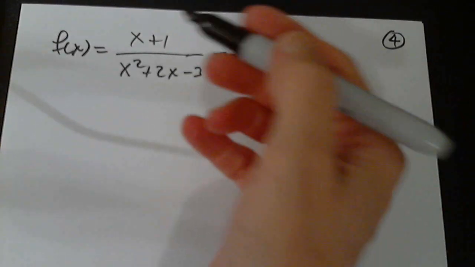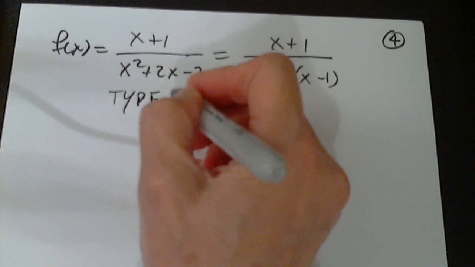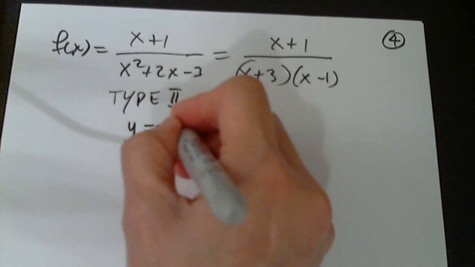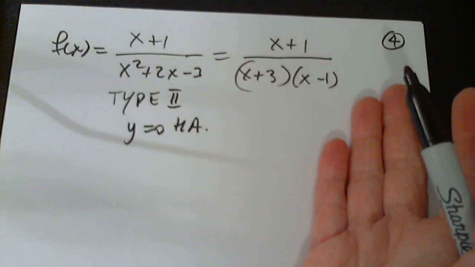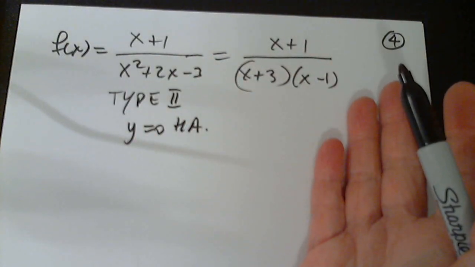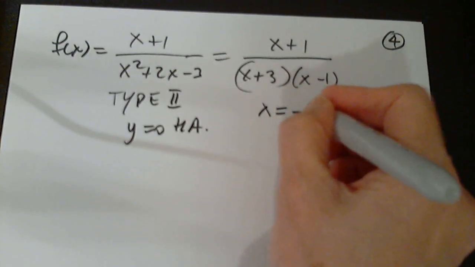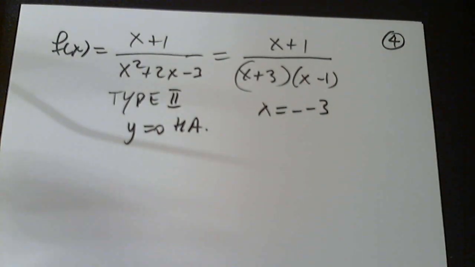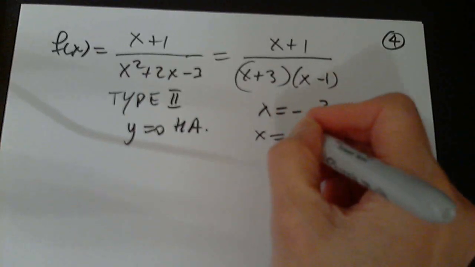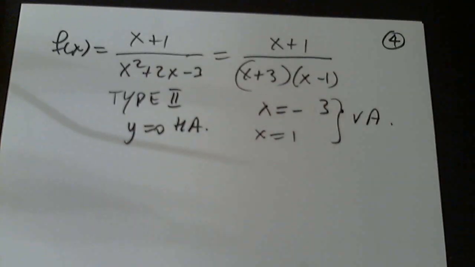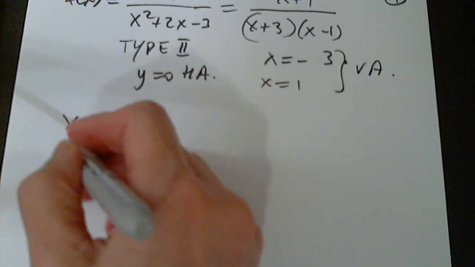So because it's type 2, y equals 0 is the horizontal asymptote. No factor goes away, meaning that x equals -3 is a vertical asymptote as well as x equals 1. No factor goes away, there is no hole in the graph. So x equals -3 and x equals 1, both are vertical asymptotes. I start the table.